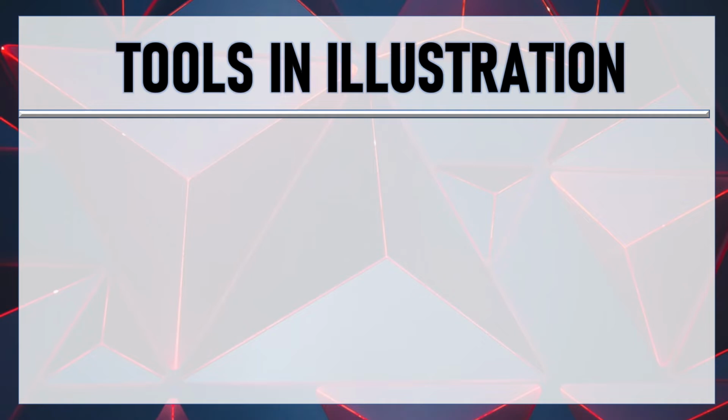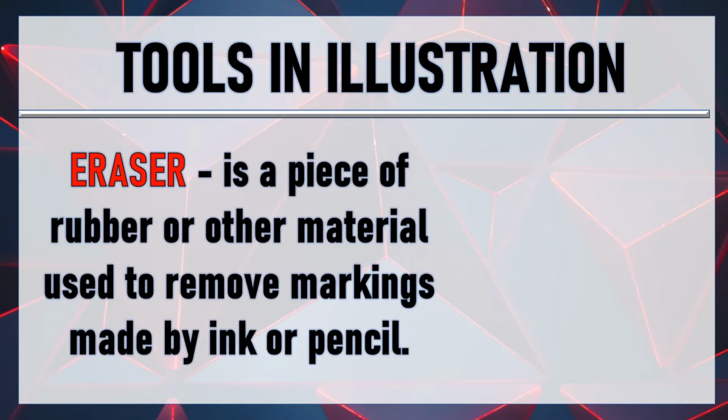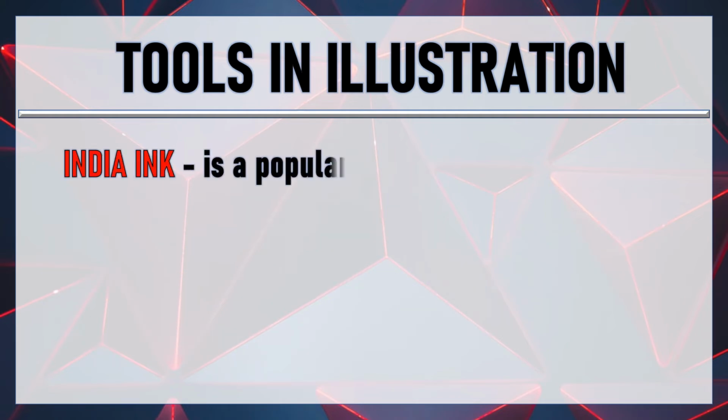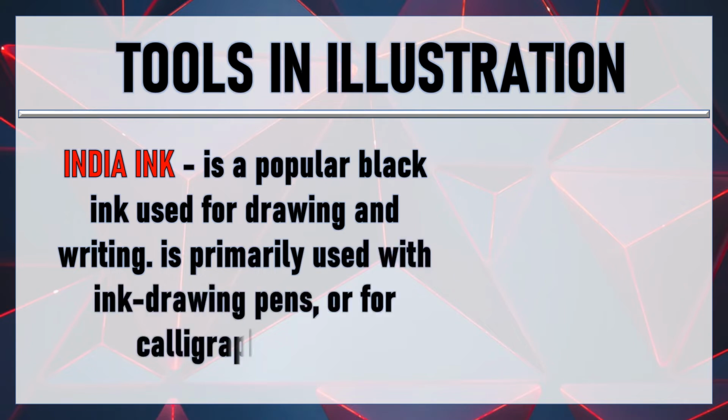We have the eraser, which is a piece of rubber or other material used to remove markings made by ink or pencil. Another kind of ink is the India ink, which is a popular black ink used for drawing and writing. It is primarily used with ink drawing pens, or for calligraphy work.